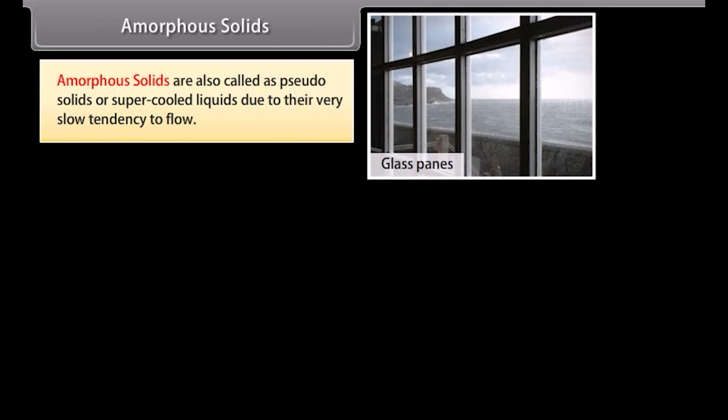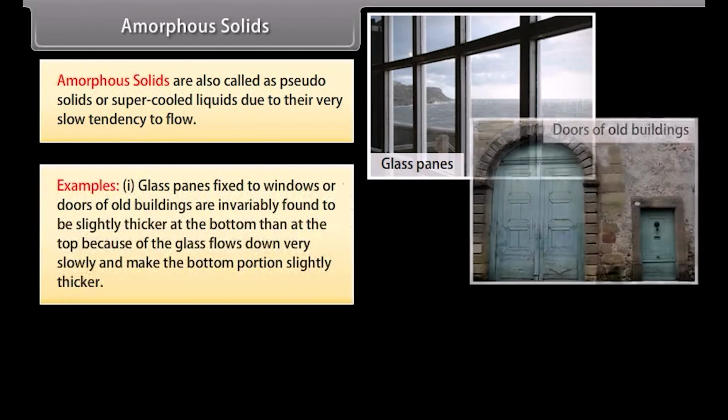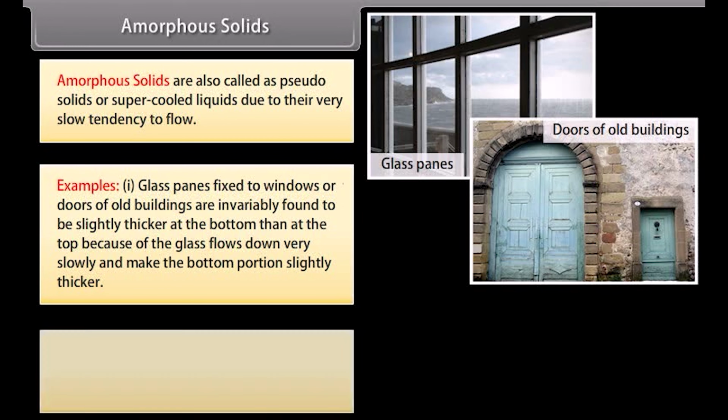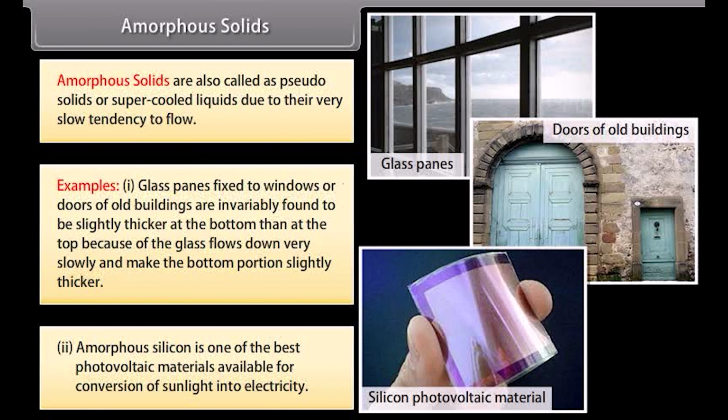Amorphous solids. Amorphous solids are also called pseudosolids or supercooled liquids due to their very slow tendency to flow. Examples. 1. Glass panes fixed to windows or doors of old buildings are invariably found to be slightly thicker at the bottom than at the top, because the glass flows down very slowly and makes the bottom portion slightly thicker. 2. Amorphous silicon is one of the best photovoltaic materials available for conversion of sunlight into electricity.